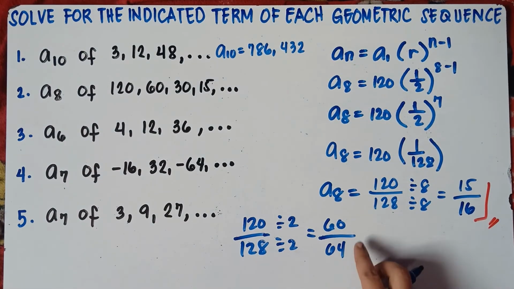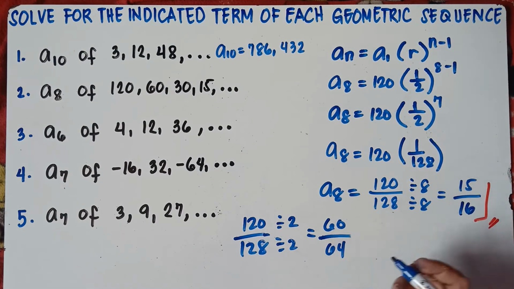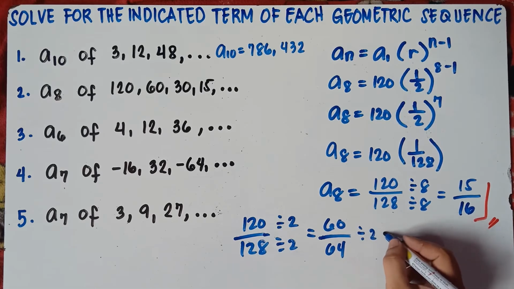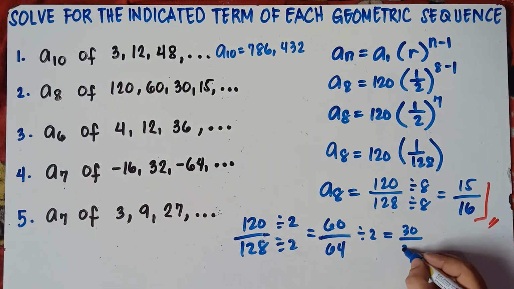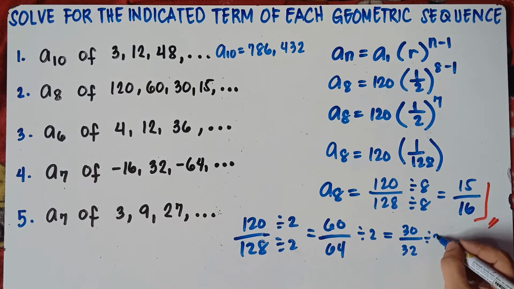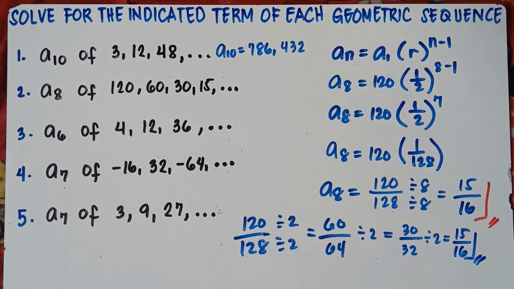Now, once again, if it's hard for you to find the GCF, go ahead, divide it by 2. It will really take time, class. But if the teacher will not allow you to use a calculator, you will do it this way so that you will not be confused. So 60 divided by 2, that is 30. 64 divided by 2, that is 32. Once again, you can divide it by 2. 30 divided by 2, that is 15. 32 divided by 2, that is 16. And you will get 15 over 16.